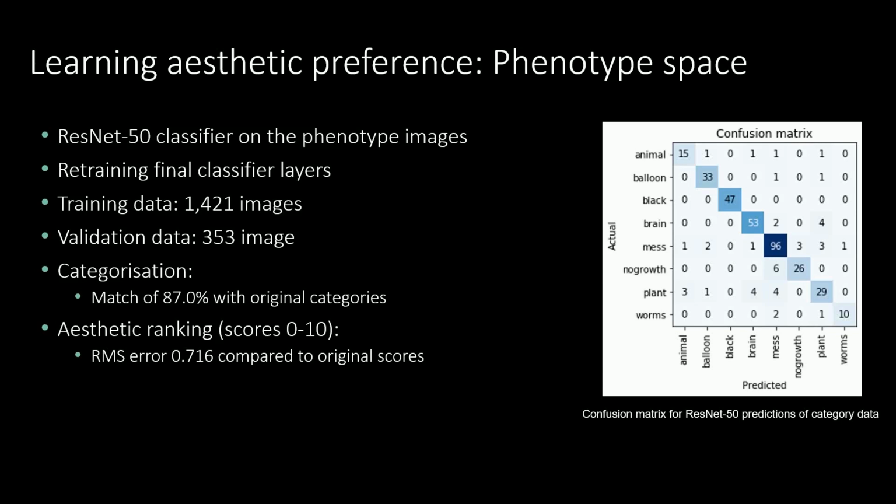We think this shows a remarkably high level of prediction, particularly when you consider that since the category values and aesthetic scores were subjectively assigned, a perfect prediction is likely to be impossible. The RMS error of 0.716 for the score values means that the predicted scores were generally within 1 mark of the actual one given to each individual in the validation set.